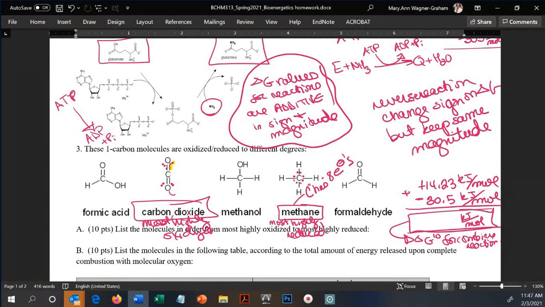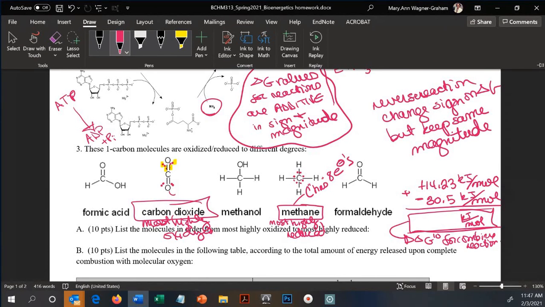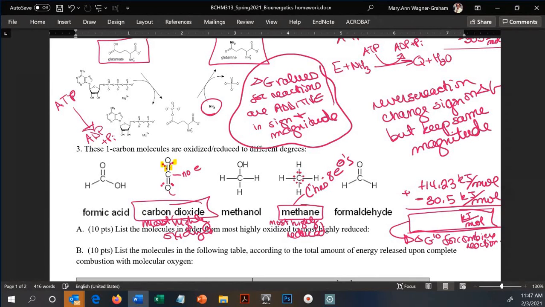So it's this bond, these electrons, this bond, these electrons. And so this carbon here has no electrons. Carbon has no electrons, so it's the most highly oxidized. Remember, oxidation is loss. Oxidation is loss. This carbon has lost all of its electrons. It is oxidized. It has no more electrons to give.